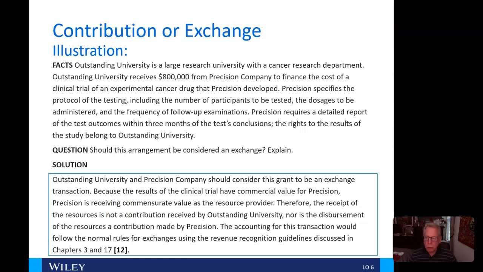Therefore, the receipt of the resources is not a contribution received by Outstanding University, nor is the disbursement of the resources a contribution made by Precision. The accounting for this transaction would follow the normal rules for exchanges using revenue recognition guidelines discussed in chapters 3 and 17.